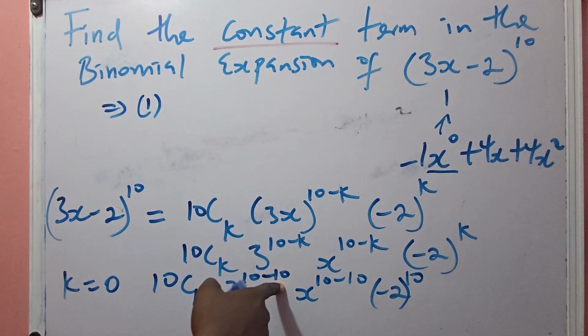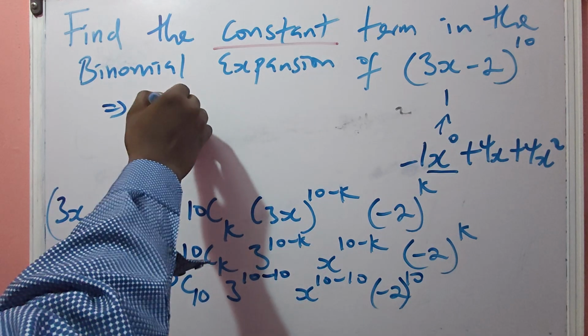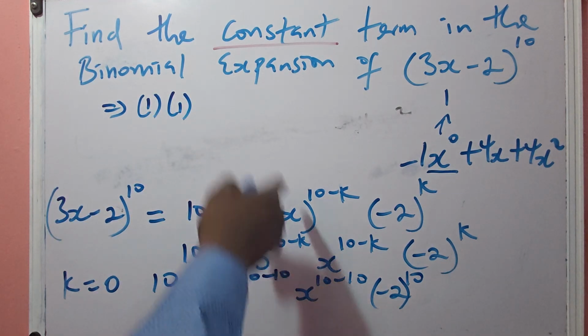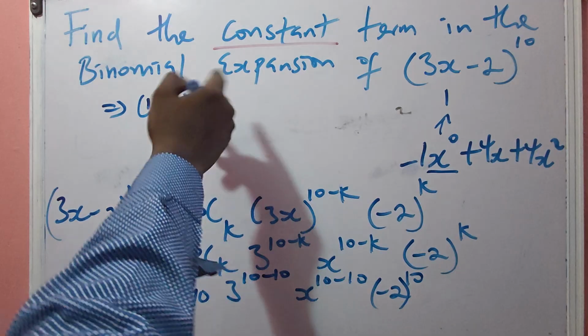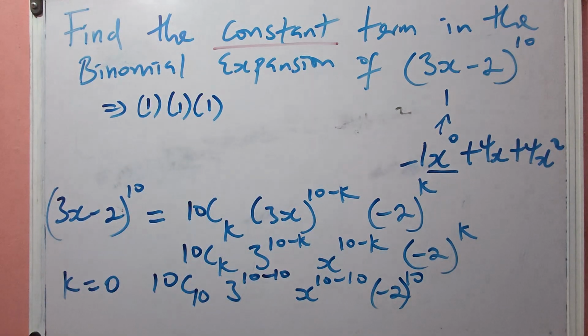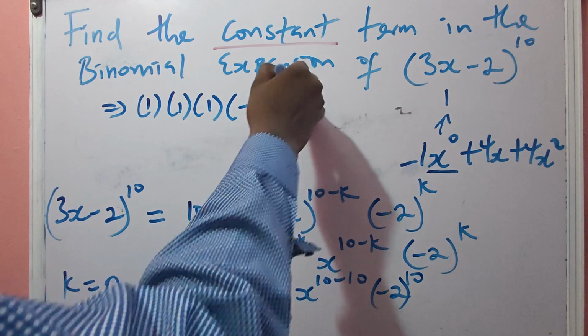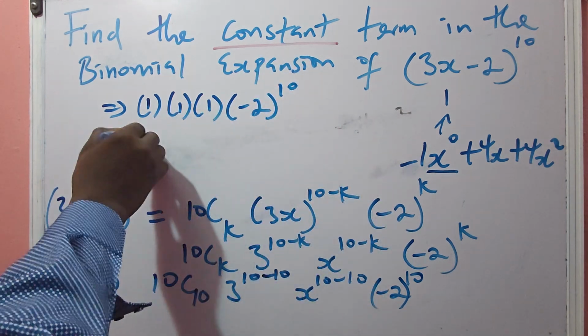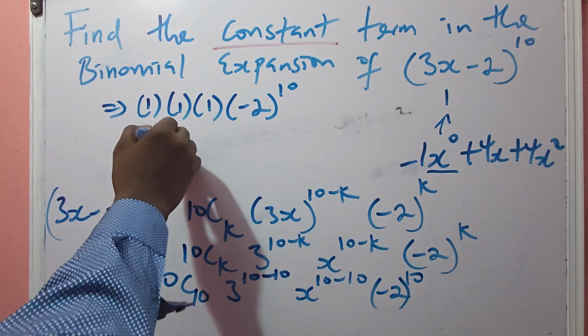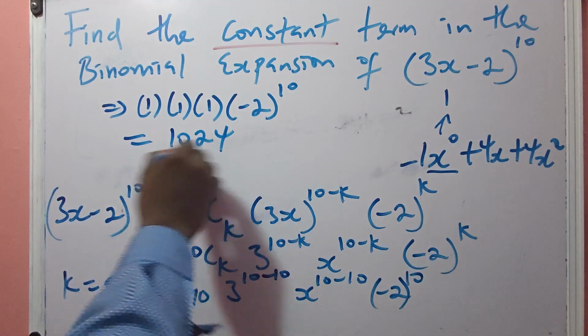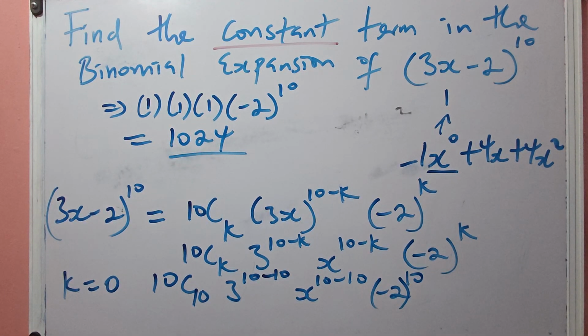3 raised to the power 10 minus 10, that's 3 raised to the power 0. That gives me a value of 1. This is x raised to the power 10 minus 10, that's x raised to the power 0. That gives me a value of 1 also. And then we are left with minus 2 raised to the power of 10. If you press this on a calculator, multiplying it by 1, you will get a value of 1024. Obviously, this is the constant term in the binomial expansion.